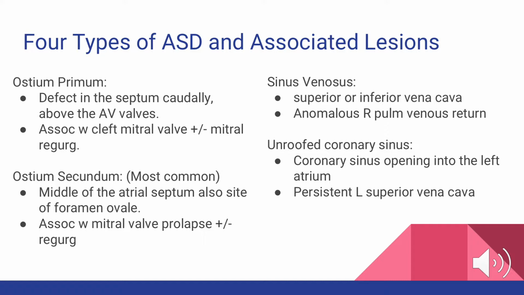Third is sinus venosus, located at the superior or inferior vena cava, associated with anomalous right pulmonary venous return. And the fourth is unroofed coronary sinus, which is at the coronary sinus opening into the left atrium, and that's associated with persistent left superior vena cava.